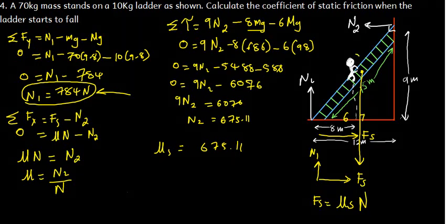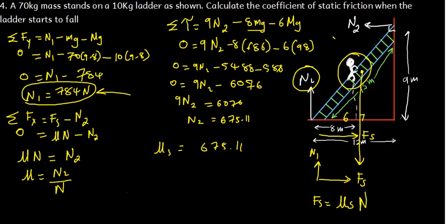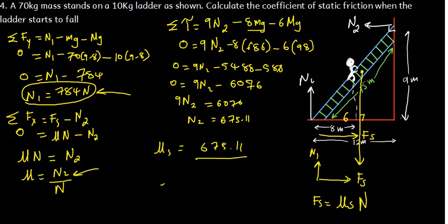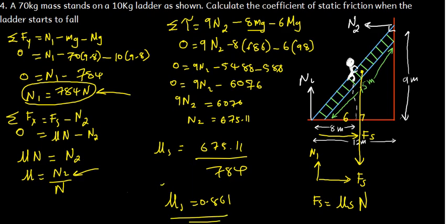Unless we didn't have any mass here, the normal force here would have just been equal to mg. But because we have another mass, the normal force is going to be a combination of the mass of the ruler multiplied by gravity and also the mass of the person. So the value is there, and that is what we are punching in. Mu s is going to be N2 over the normal force we already calculated, that is 784. So 675.11 divided by 784, that is mu s equal to 0.861. So that is going to be the answer for this question.